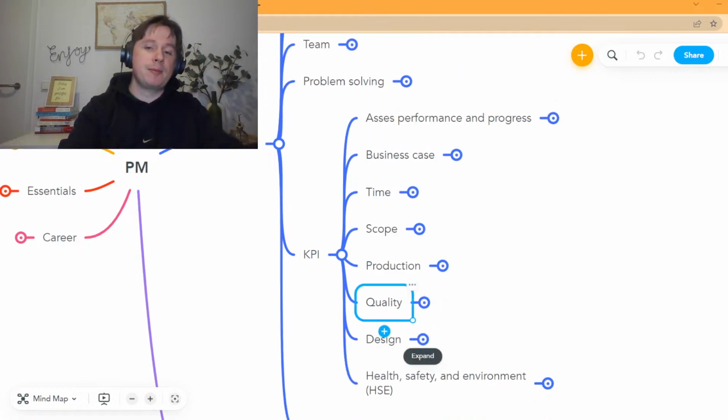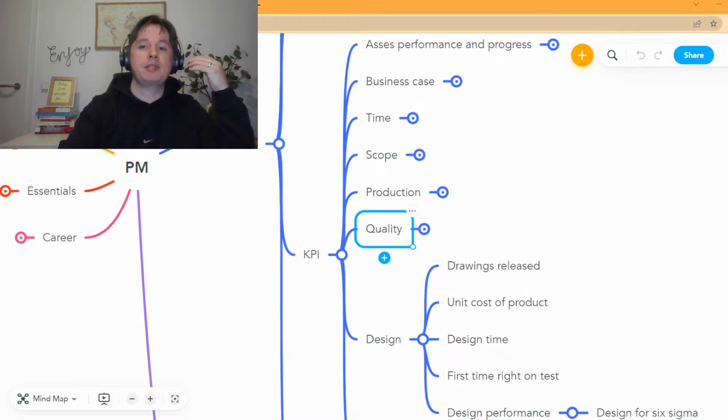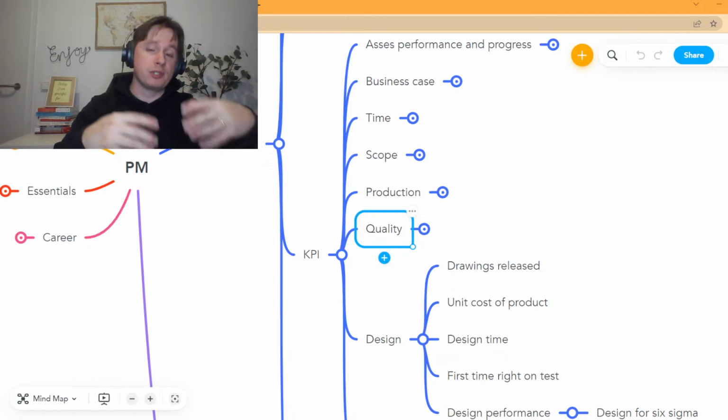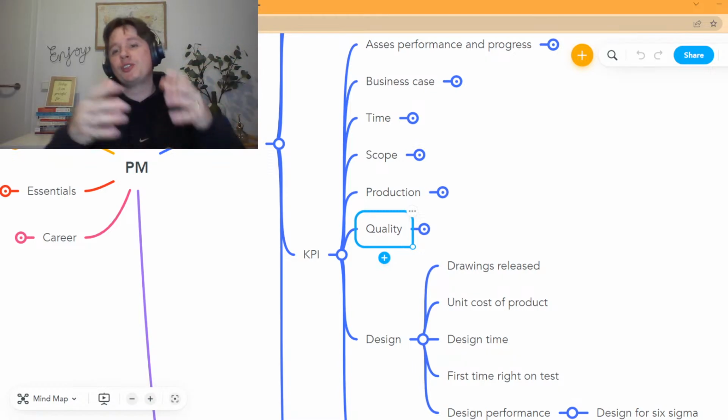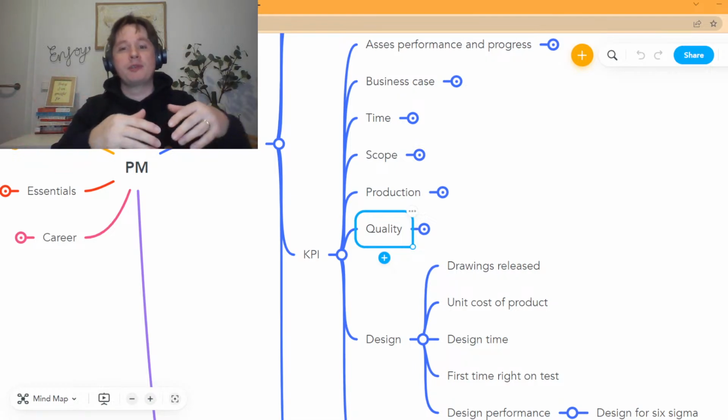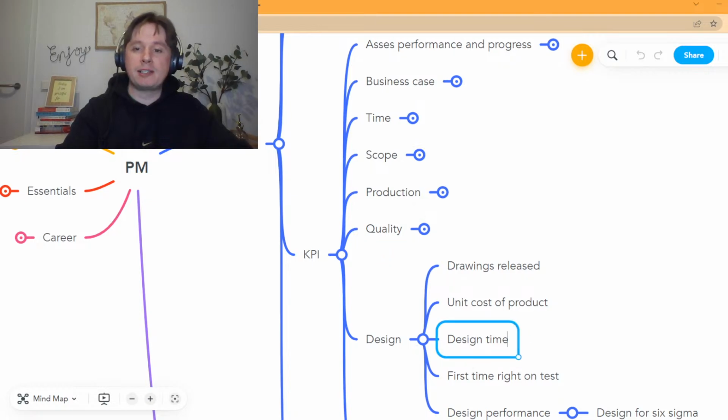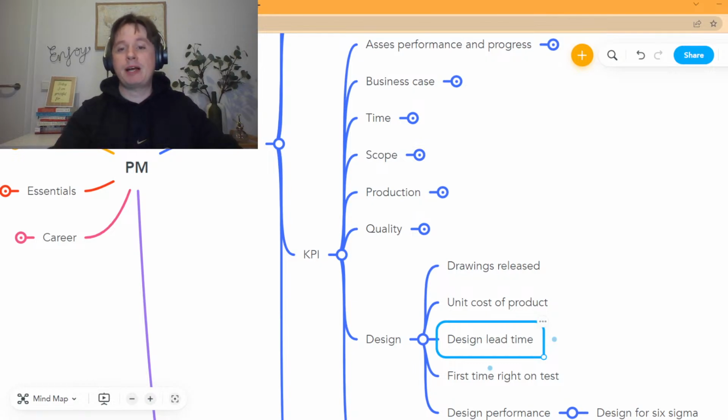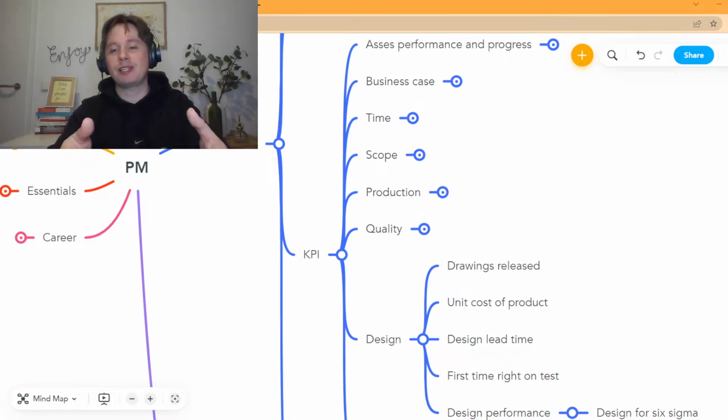You can have design KPIs. Design KPIs can be drawings released, it can be the unit cost of a product, but you can have the design lead time, meaning how long you need to design a new product. You can have a KPI called first time right, meaning that the first design that you put on test will also pass the test.